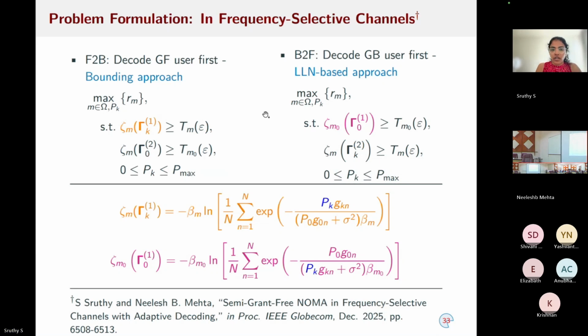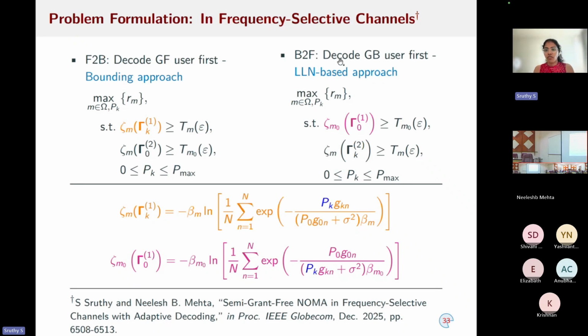And how we will solve this is that for a given modulation and coding scheme, we will check whether the particular MCS is feasible or not by looking at these three constraints. And among the feasible MCS choices, we will pick the highest rate as the optimal one.